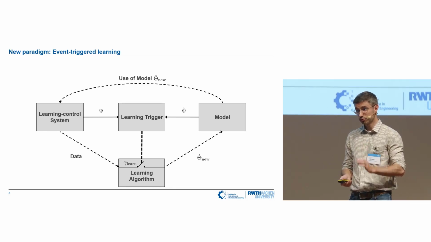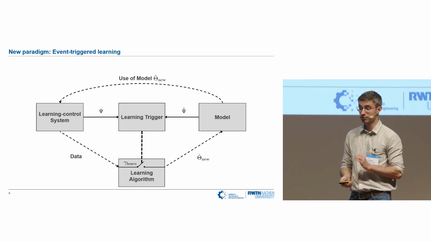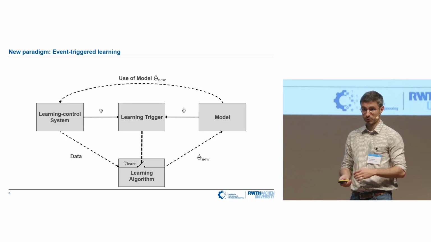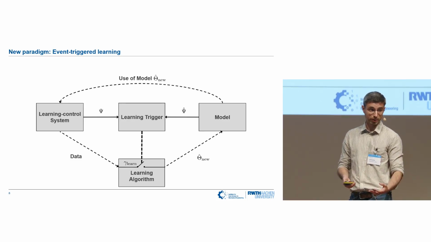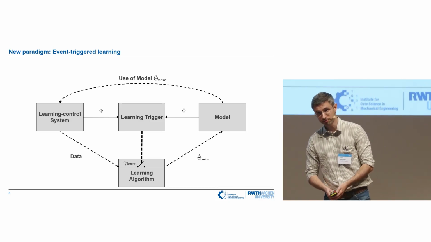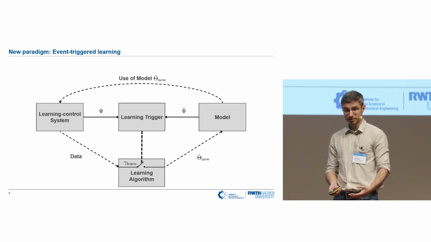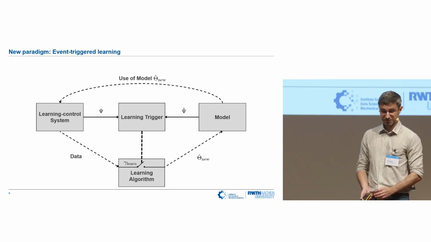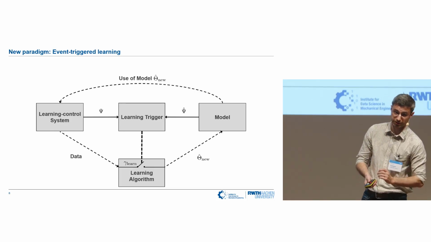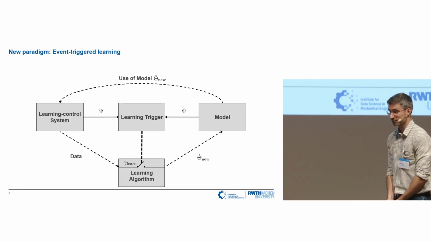However, if what you're doing is not working, then you should detect this. And once you know what I'm doing is suboptimal, it is significantly different from what should actually happen, then you should go back to learning, create good data, update, and stop learning again. So this is the core idea of event-triggered learning that I want to convey here.